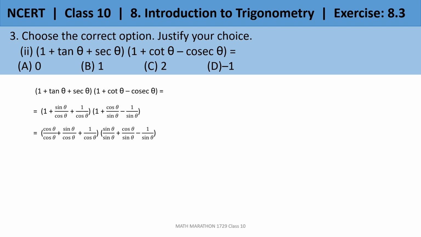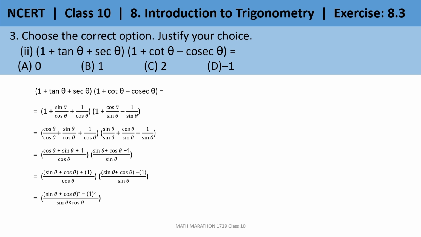We need to have a common denominator to do some operation in the numerator. In the numerator, the expression is in the form of (A plus B) multiplied by (A minus B), which is equal to A square minus B square. (Sin theta plus cos theta) whole square is in the form of (A plus B) whole square, which is equal to A square plus B square plus 2AB.